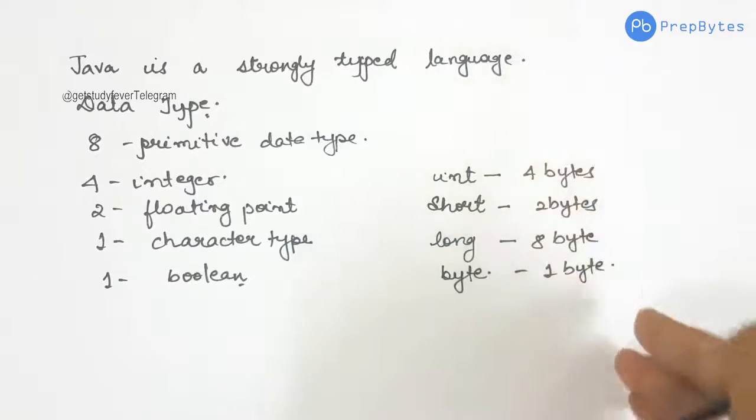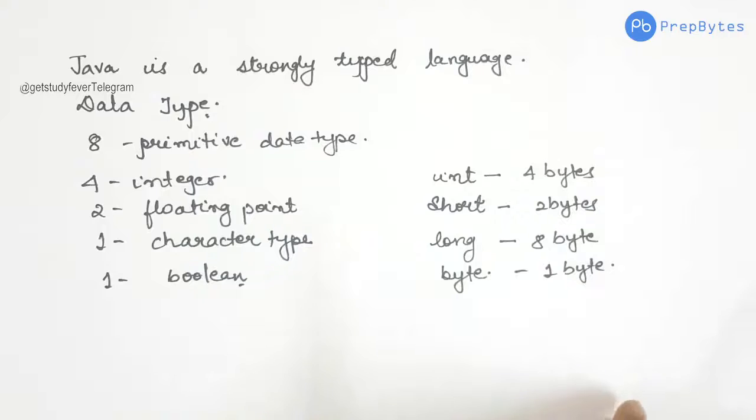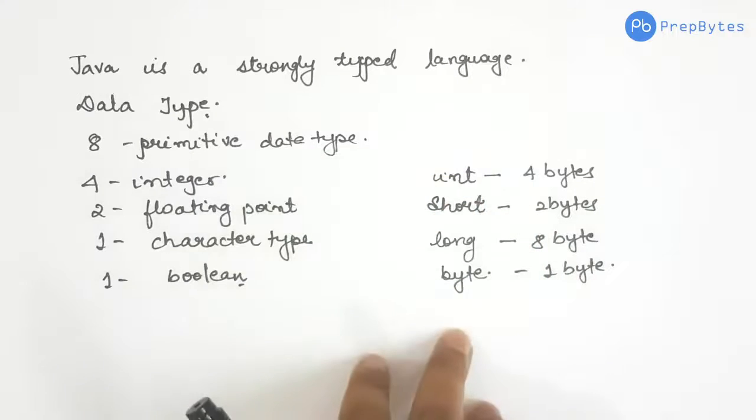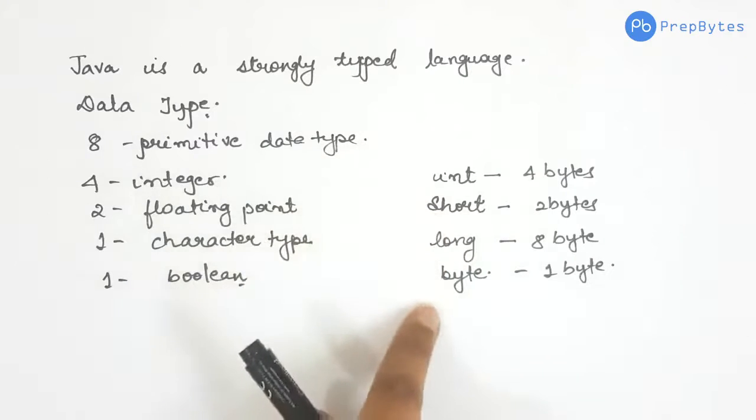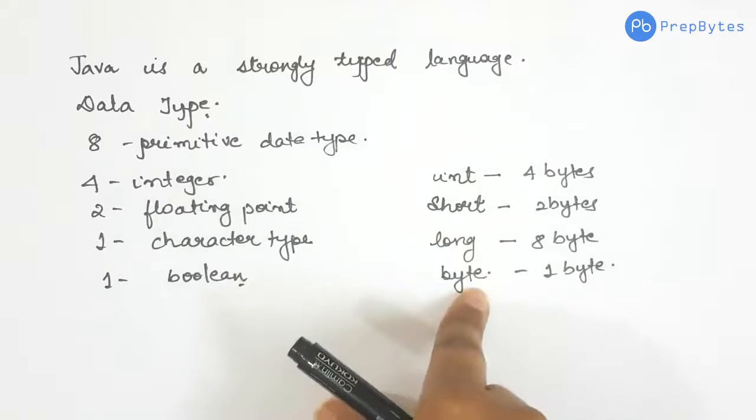Now, why are these different sizes? Depending upon your use case, you can use any of these. Let's say you have to store the roll numbers of students. In case there are just 100 students in a class, there's no point of taking a long because that will waste memory. So these are the four integer data types.